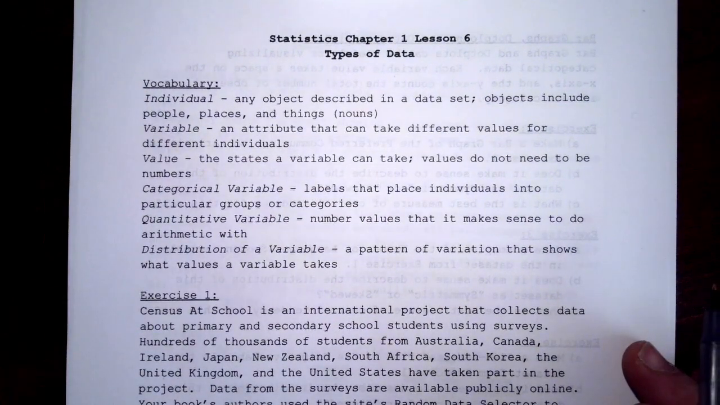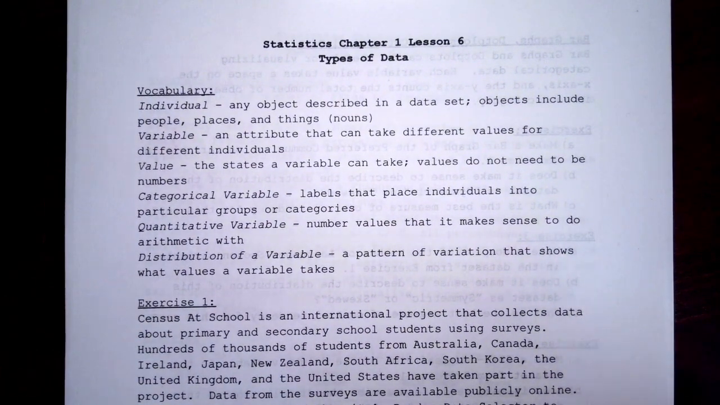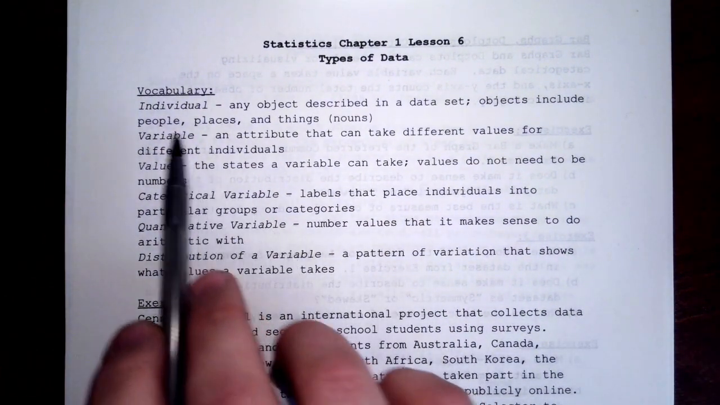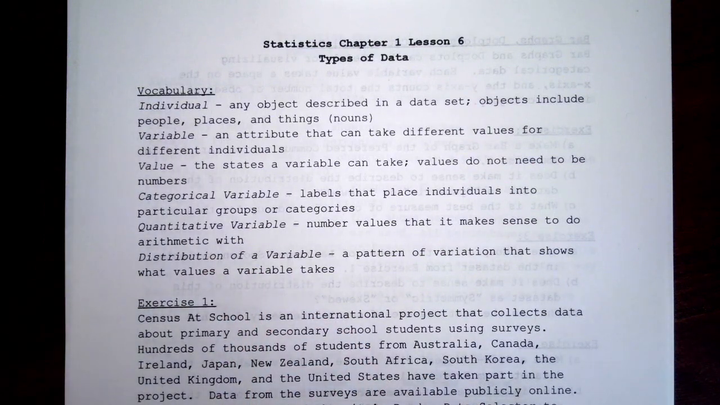So we talked about this a little bit earlier in the semester, but it's always worth going back over. Individuals are any object described in a data set. Objects include people, places, and things, any kind of nouns. It's not always people, though. Sometimes we have information about the people. Sometimes we have information about the scores, which were made by people, but it's information about the scores or the measurements or the heights or things like that.